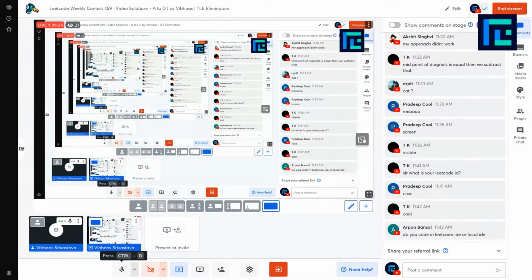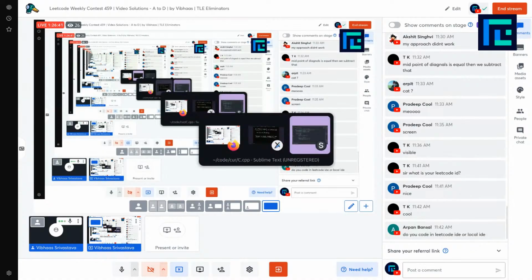Do you code in the LeetCode IDE or a local IDE? So nowadays, I just directly code on the LeetCode IDE if it's a simpler problem. But if I get stuck or something, I copy it to the local IDE and then debug. That's what I'm doing. It's not a very structured approach.